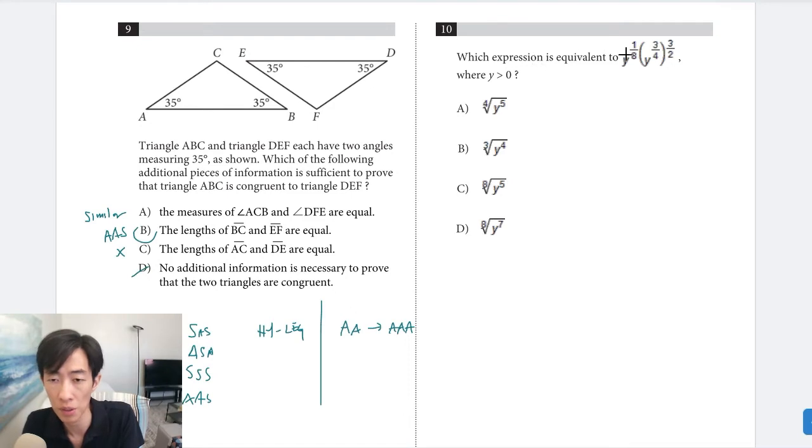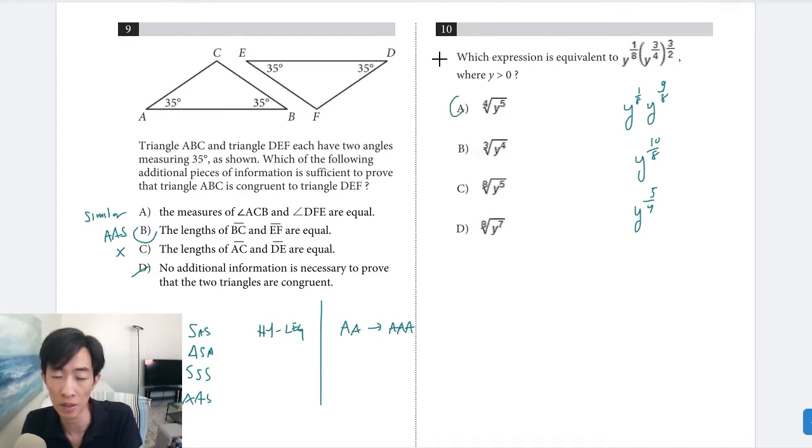Choice 10, I apologize for the quality. So they want to know which one is equivalent. So it's good that this is in fraction form already. This is really just a rules of exponent problem. When you've got 3/4 raised to the 3/2, the rule is you multiply. So that becomes 9/8. And that's multiplied by y to the 1/8. And when you've got the same base multiplied together, the rule is you add the exponents. So this becomes 1/8 plus 9/8, which is going to be 10/8. And that's equal to, in reduced form, y to the 5/4.